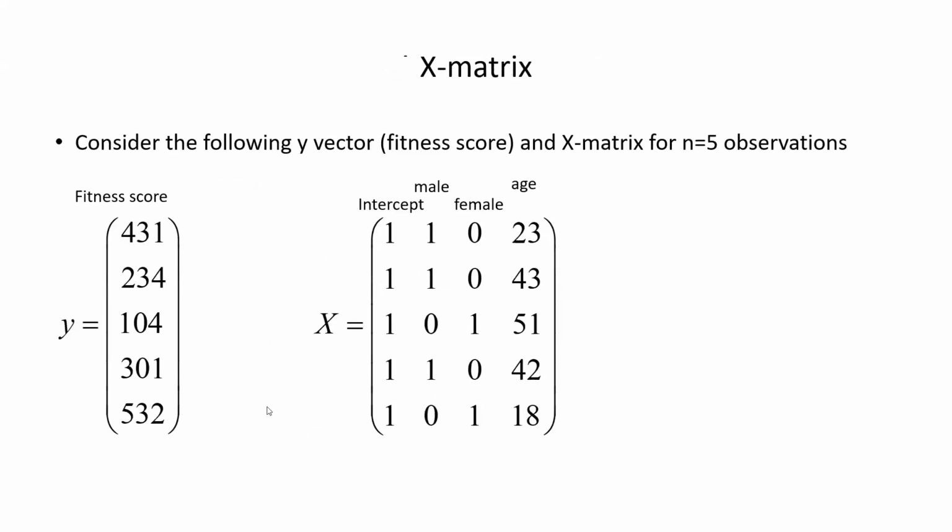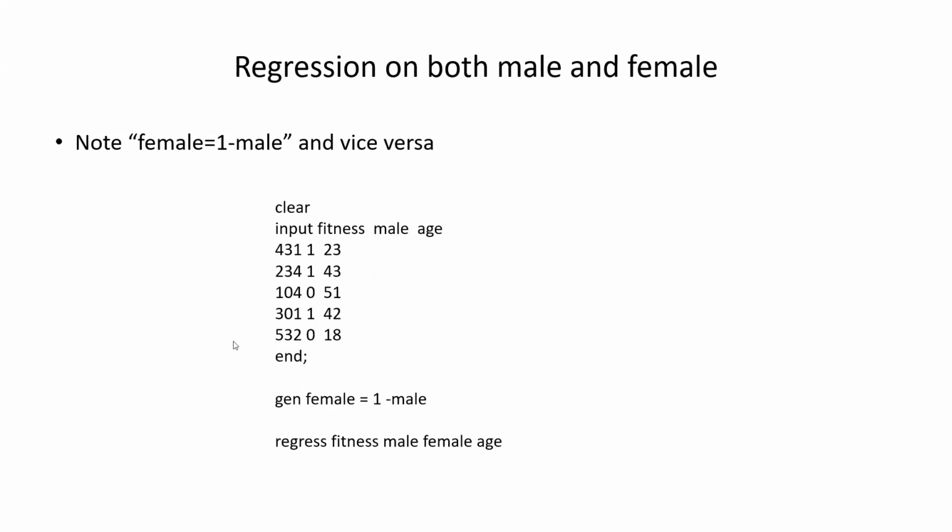Okay, so then we can look at our X matrix and the Y vector. Here, just a little toy example with fitness score as the outcome. And we are regressing on male, female, and age. And I have, as always, my column for the intercept in here. Okay, so we can input that into Stata or some other package. And of course, male and female depend on each other. So we can generate a new variable female equals 1 minus male, and then do the regression.